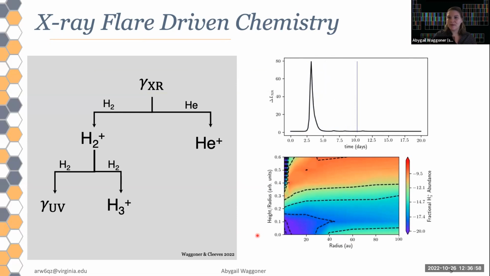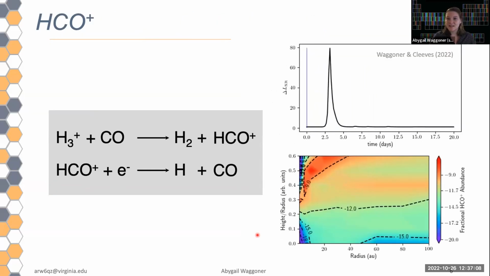And this has dramatic implications for other molecules. So for example, what we have found through our studies is that the most flare sensitive species that we can actually observe within protoplanetary disks is HCO plus, or just protonated carbon monoxide. This reaction occurs when H3 plus protonates CO gas, and CO gas is the most abundant gas phase molecule other than hydrogen and helium within protoplanetary disks.